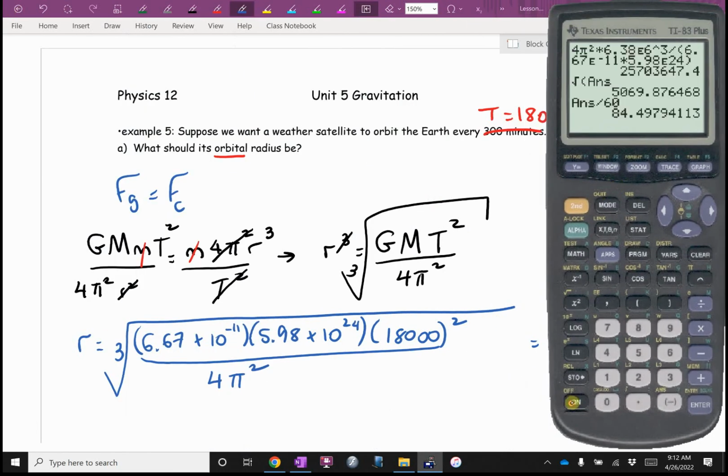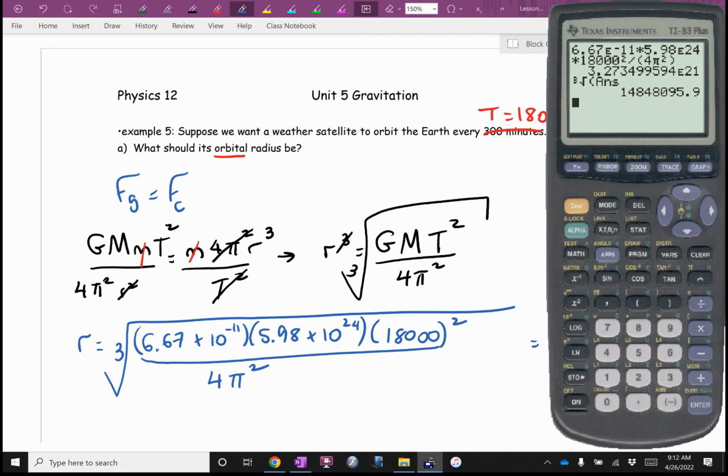Here we go. 6.67 times 10 to the negative 11 times 5.98 times 10 to the 24th, times 18,000, don't forget the squared, divided by bracket 4 pi squared. And my cube root button is math, option 4, answer button. I know where it is on mine. And I get 1484805.9 and probably more decimals.